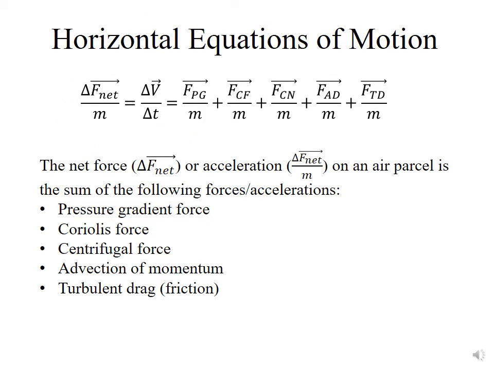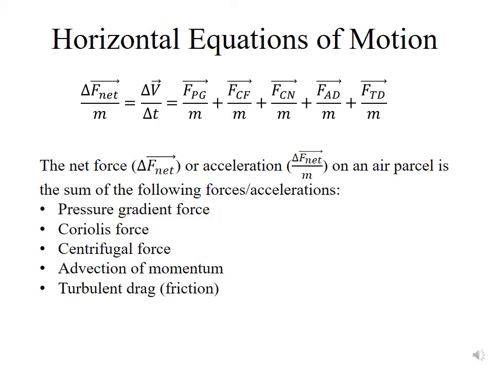So here we have the horizontal equation of motion. It's basically an application of Newton's second law of motion, that force is equal to mass times acceleration. In this case, the net force divided by the mass is equal to the acceleration, and the acceleration, of course, is defined as the change in velocity over change in time. And that's going to be equal to the acceleration due to the pressure gradient force, plus the acceleration due to the Coriolis force, plus the acceleration due to the centrifugal force, plus the acceleration due to the advection of momentum in the Eulerian reference frame, plus the acceleration due to turbulent drag.